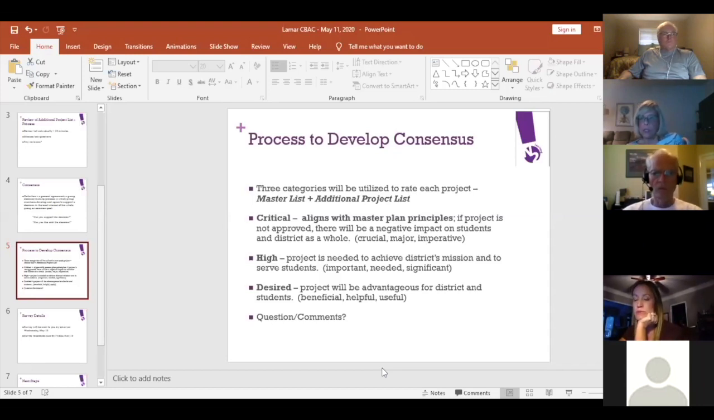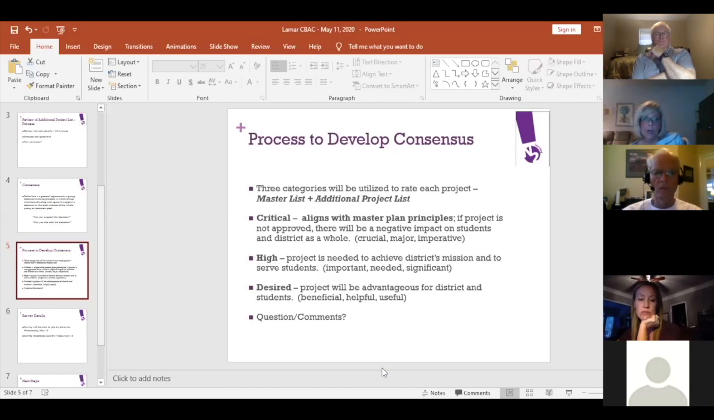We're going to use a three-prong approach: critical, high, and desired. The first thing with critical: does it align with the master plan principles? If you haven't reviewed the master plan principles, they're on the website. I would review those before I start. I don't want to use the word voting, but before I start giving a category to or ranking these different projects, I also added: if the project is not approved, there would be a negative impact on students and the district as a whole. Maybe you're talking about growth. Maybe you're talking about safety and security. Some of the synonyms for critical: crucial, major, imperative.